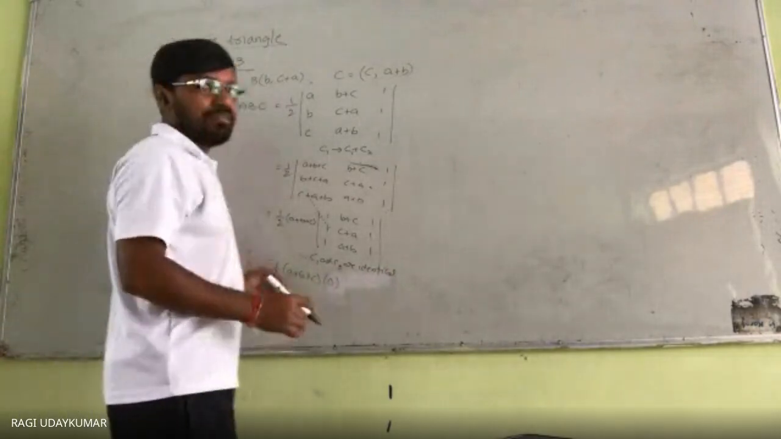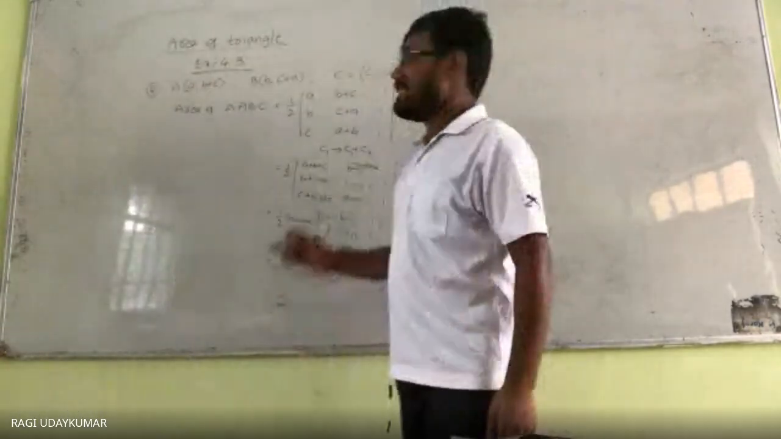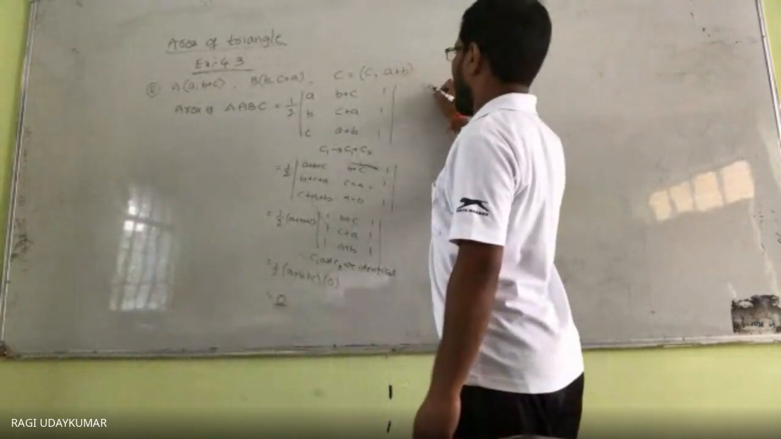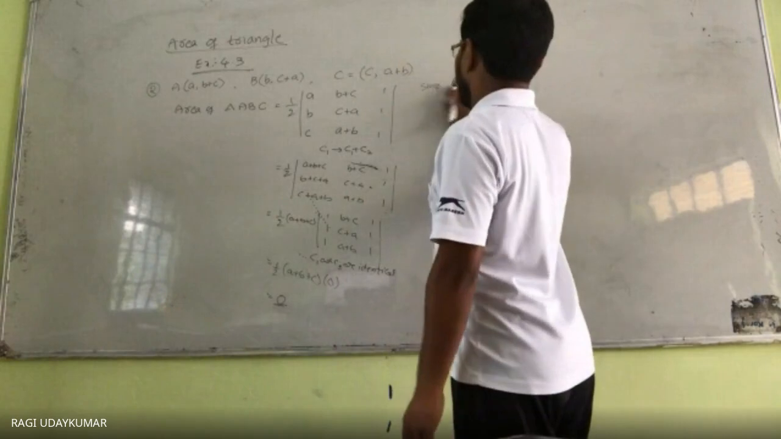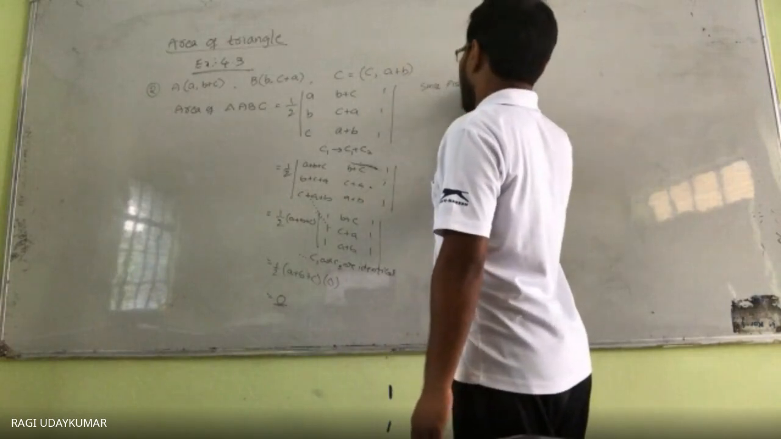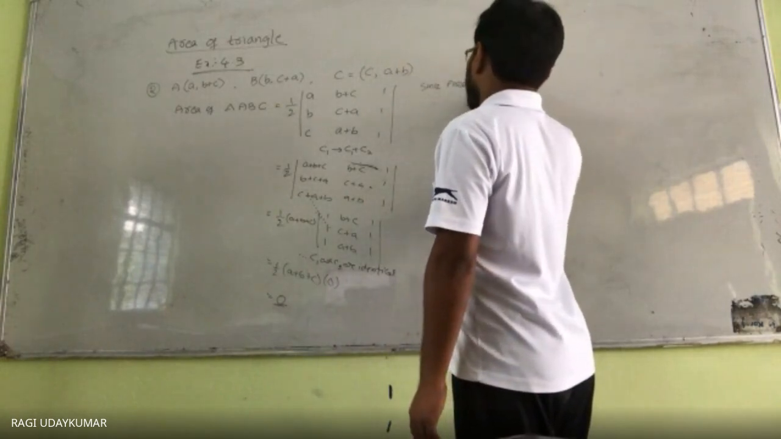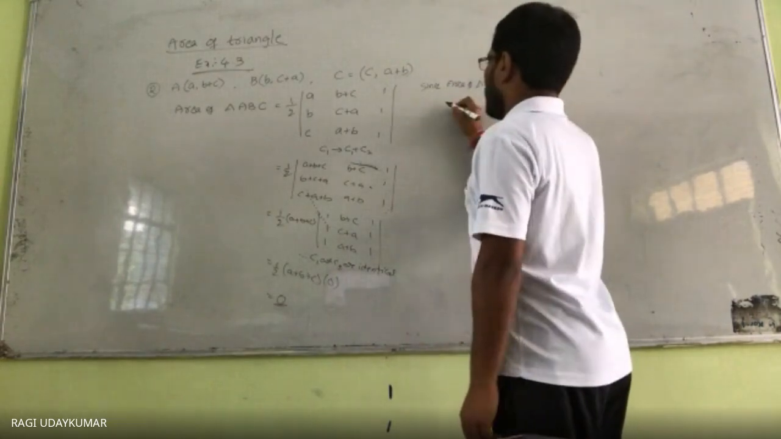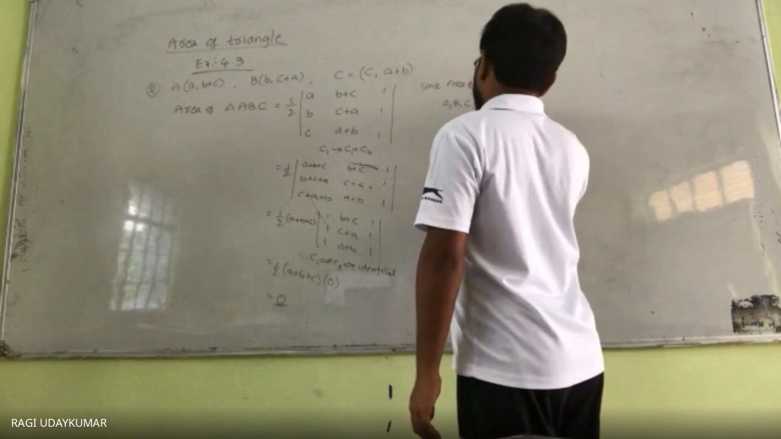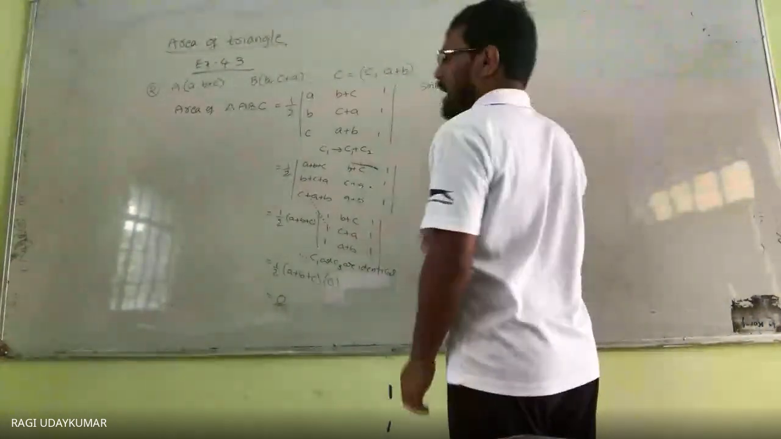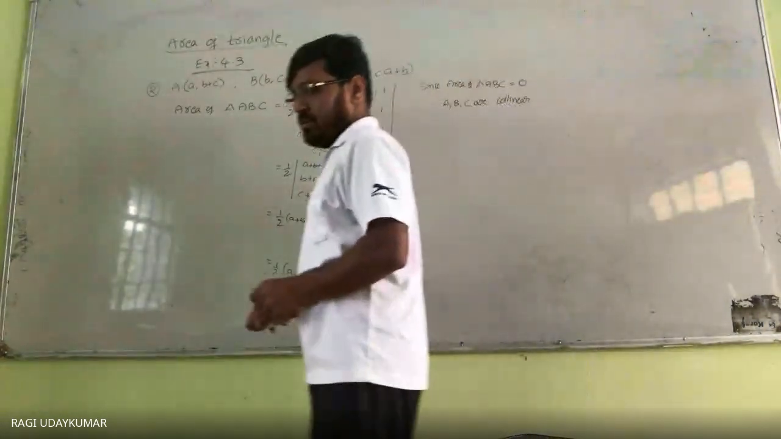So therefore, after completion of this, you have to write: since the area of triangle ABC is equal to 0, A, B, C are collinear. Okay. My question is extending a little bit for you.